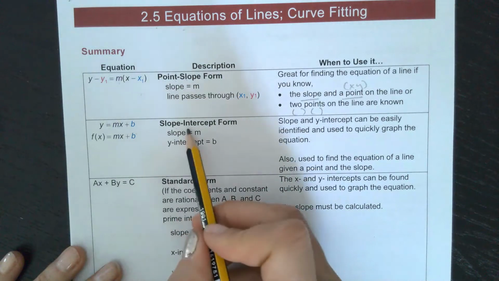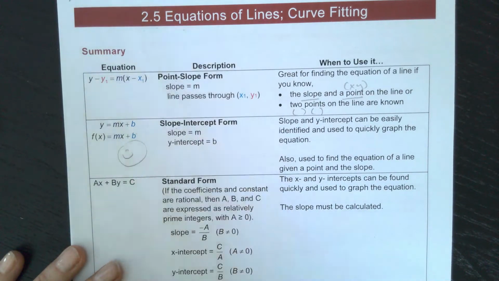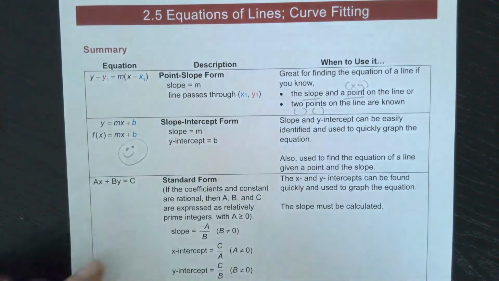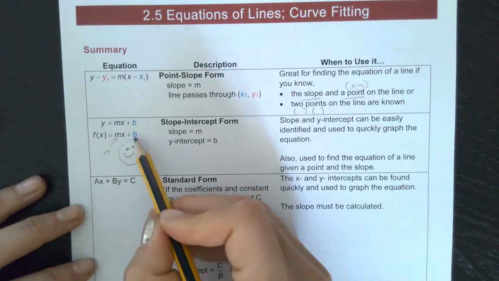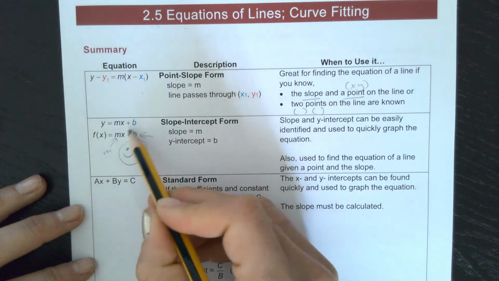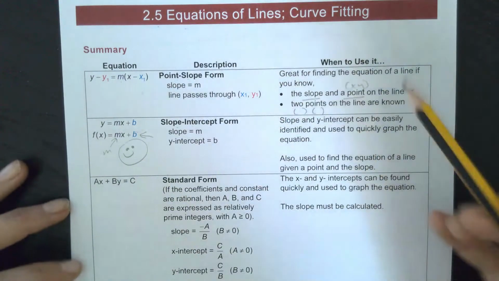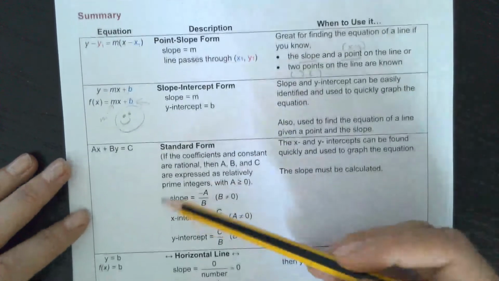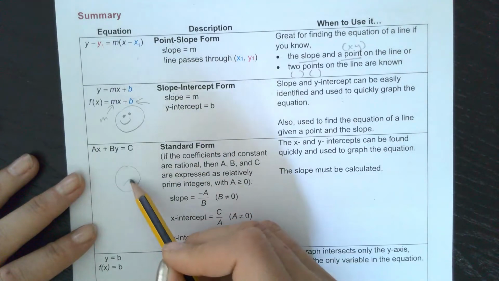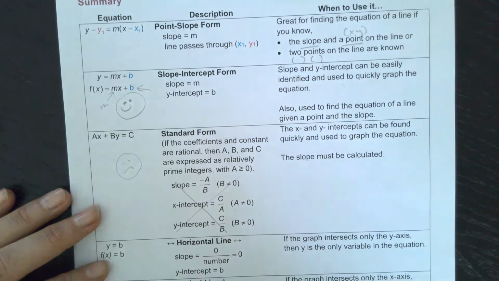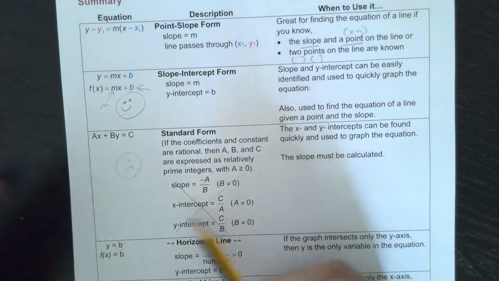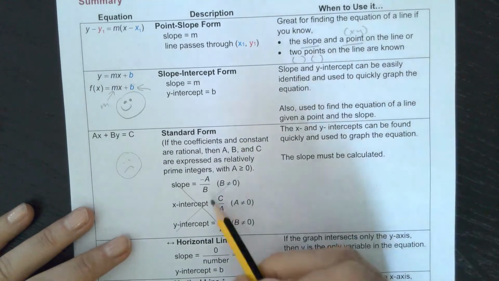The slope-intercept form I like. That's supposed to be a happy face. Because when you look at it, you can just go, oh, I see the slope, oh, I see the y-intercept, and then you can graph it super easy. Standard form, I don't really like it as much because it's usually a little bit more work. You don't need to know this, I just put that in if you wanted some more information.